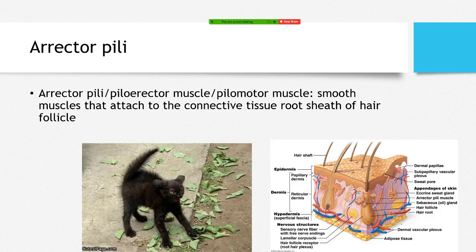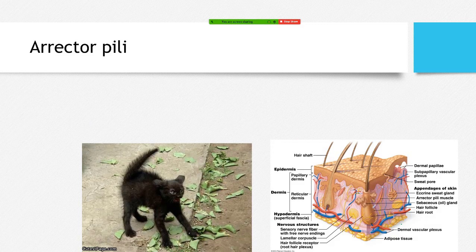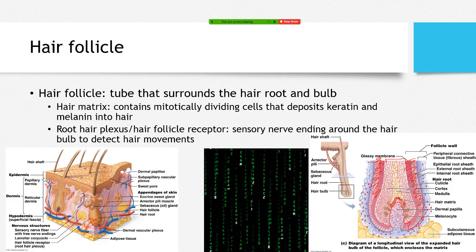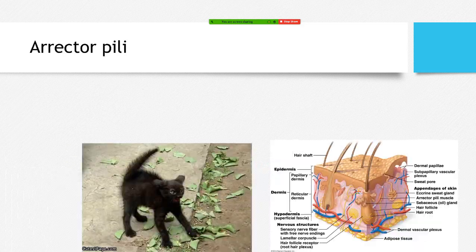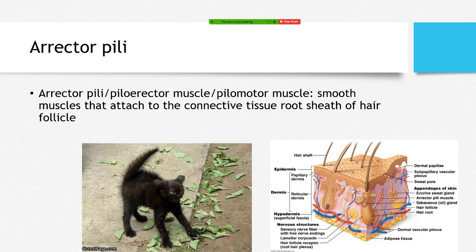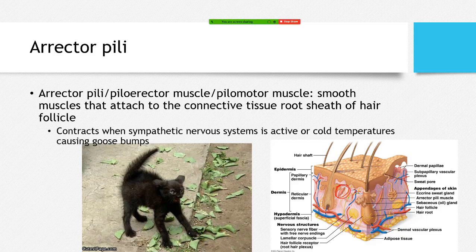Next is the erector pilus. The erector pilus is a smooth muscle, and this smooth muscle is located over here, and it's going to connect the hair follicle to the skin here. And what happens is during the sympathetic nervous system, which is also known as the fight or flight system.